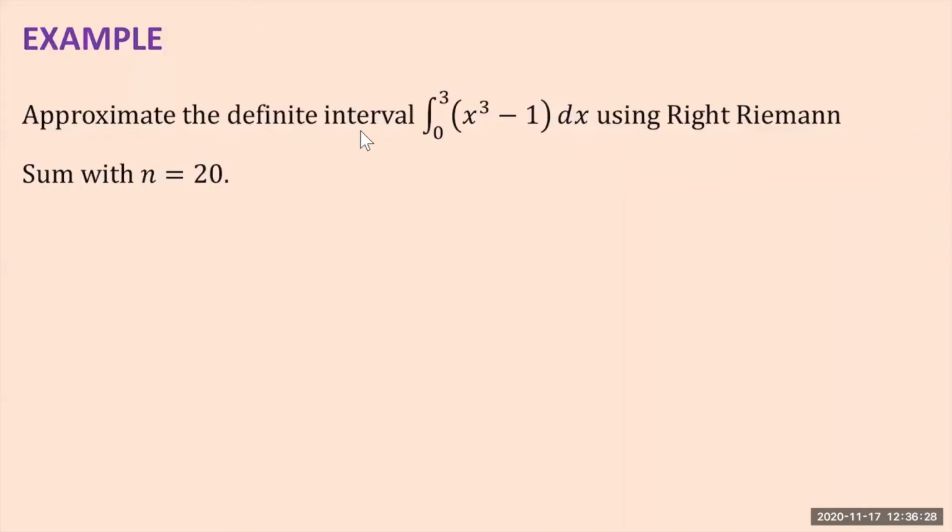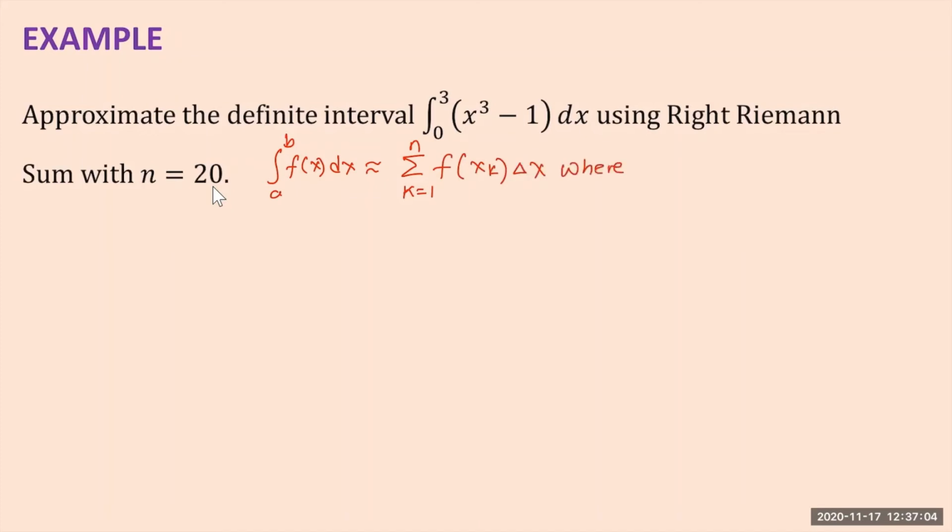Example: approximate the definite integral from 0 through 3 of x cubed minus 1 dx using the right Riemann sum with n equal to 20. So first, let me write the formula. Whenever we want to approximate the value of a definite integral from a through b of a function, integrating with respect to x, this will be approximately equal to the summation k equal to 1 through n of f of xk delta x. That's the formula.